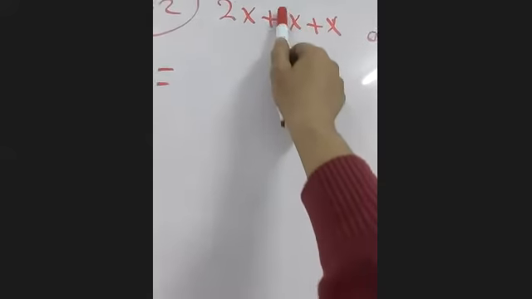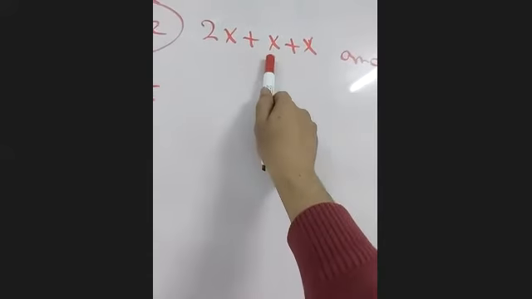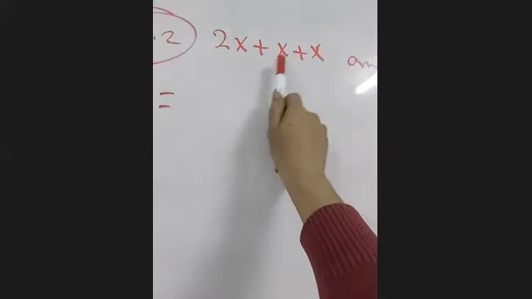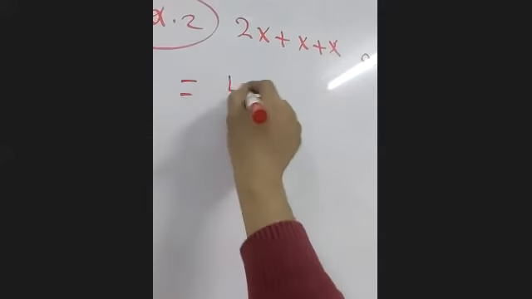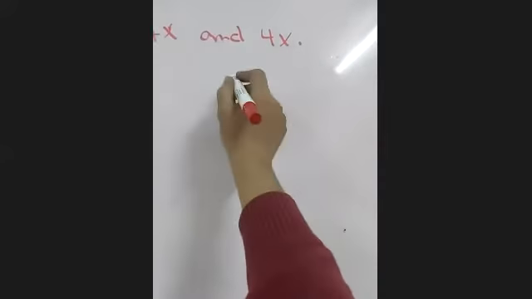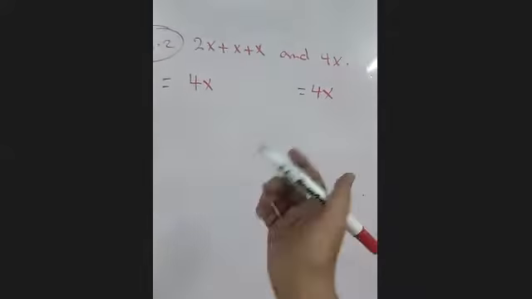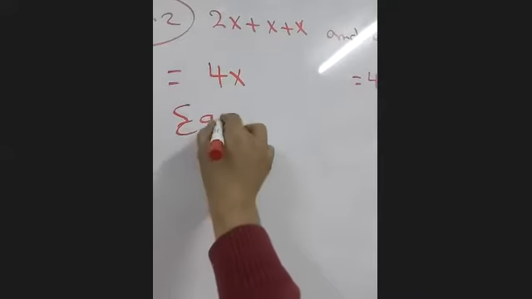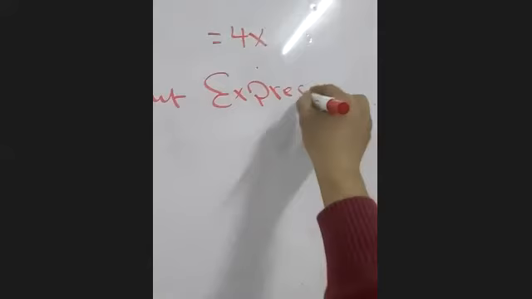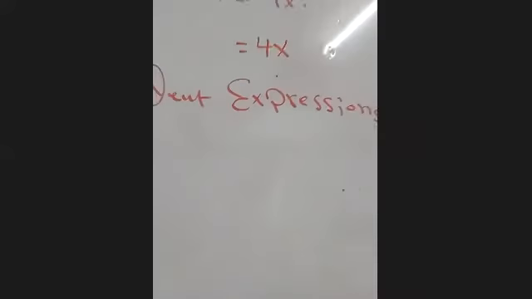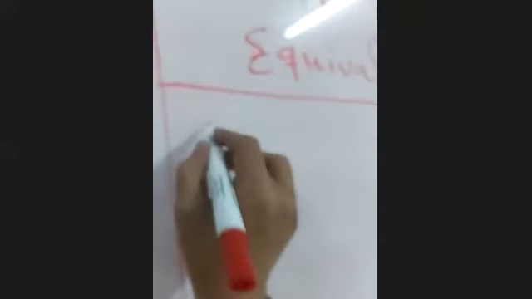So yeah, I can add them. Here I have one x. We said we have a hidden one, right? Now, 2x plus 1x is 3x. Plus 1x is 4x. So this is equal to 4x. And here we already have what? 4x. Now, 4x and 4x both are equivalent. So I have equivalent expressions. This is example two. I will go to the check under this example.